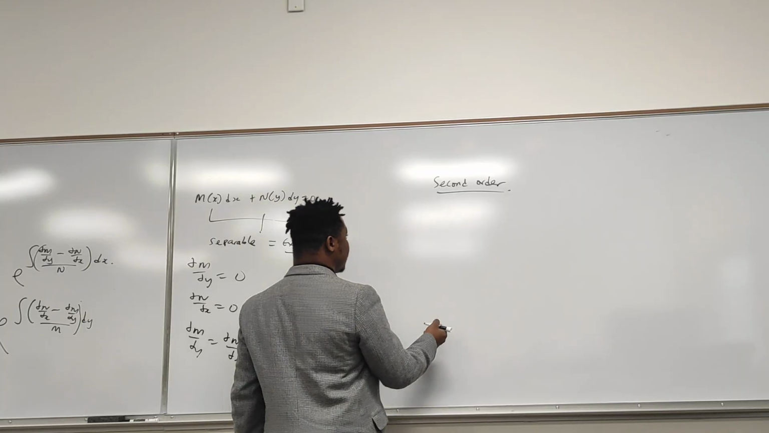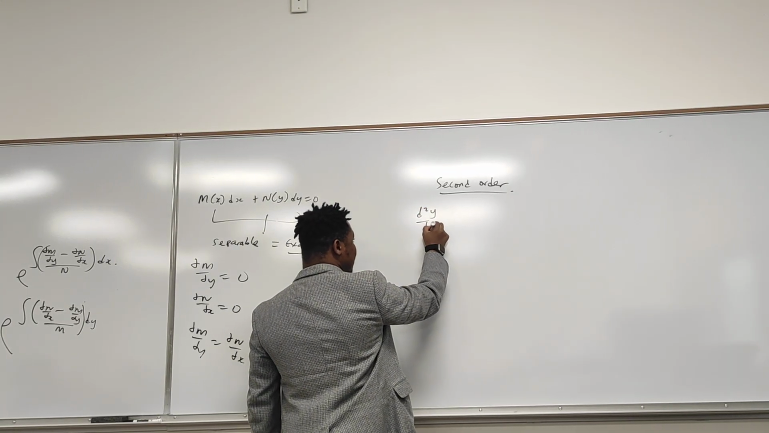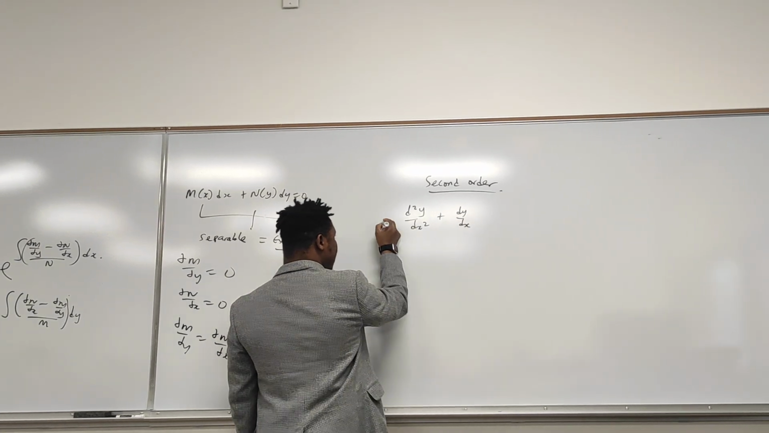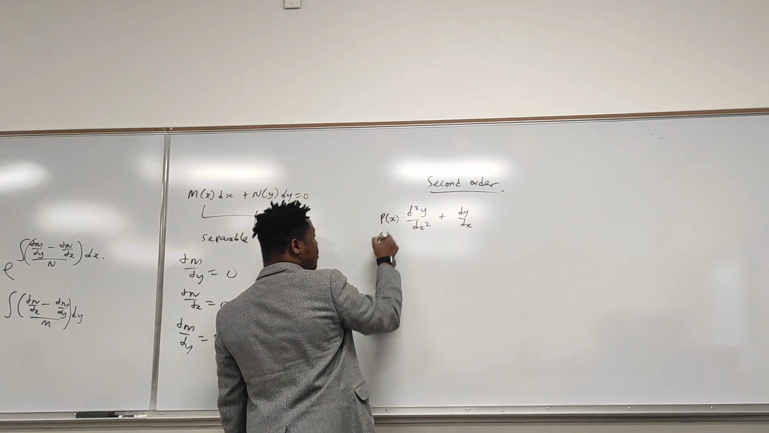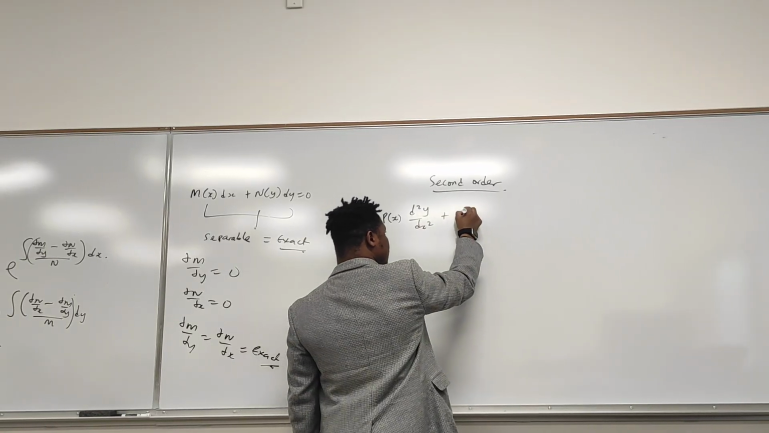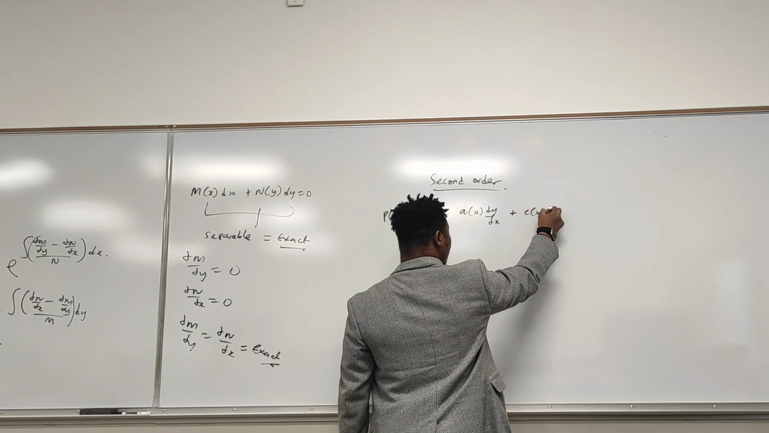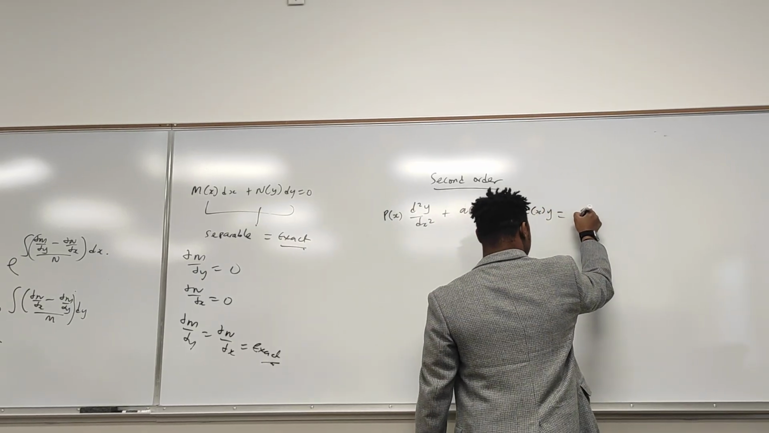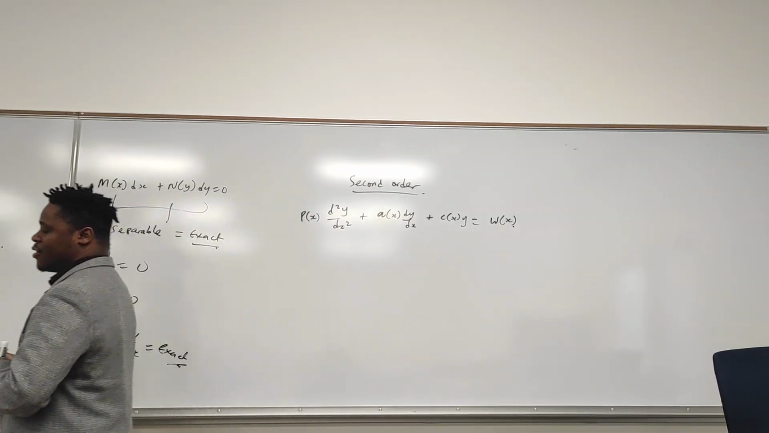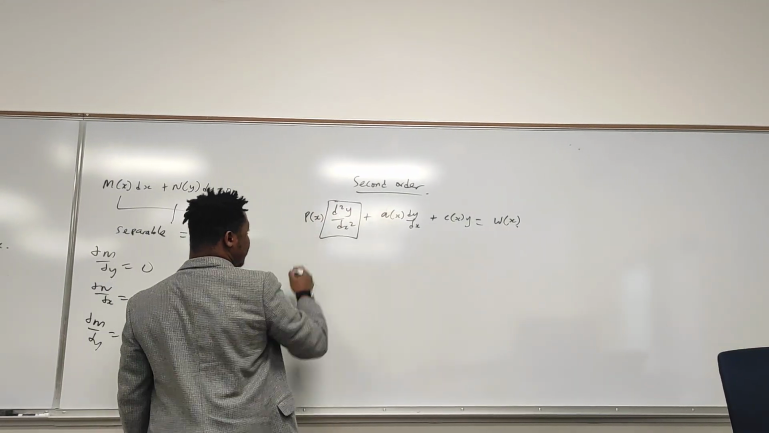So we can have a second order as, say, d squared y over dx squared plus dy/dx. Let's say we can have P(x) d squared y over dx squared plus Q(x) dy/dx plus C(x) y is, say, W(x). This could be a second order. It's second order because the highest order derivative here is 2.